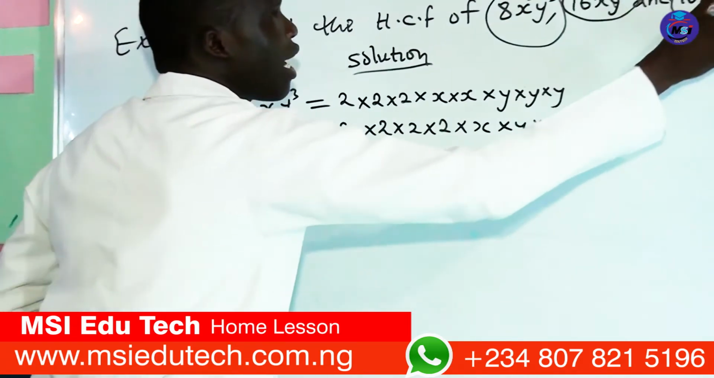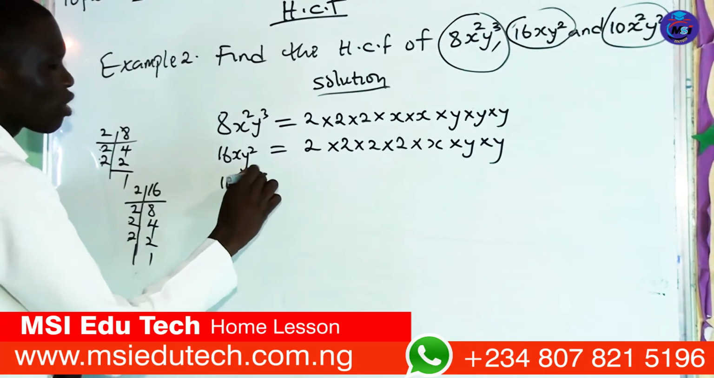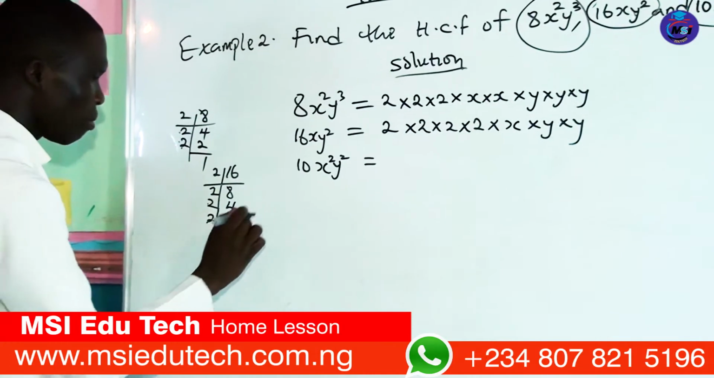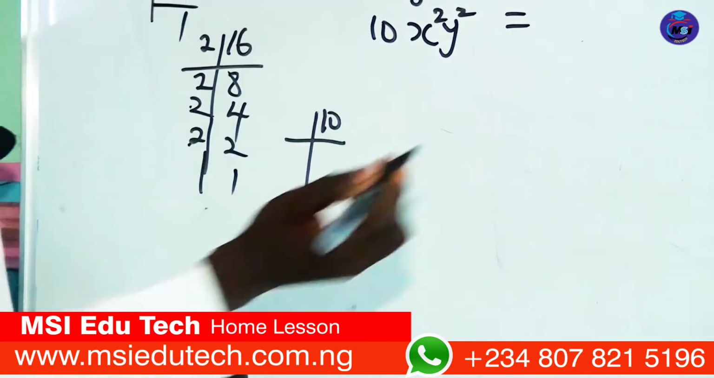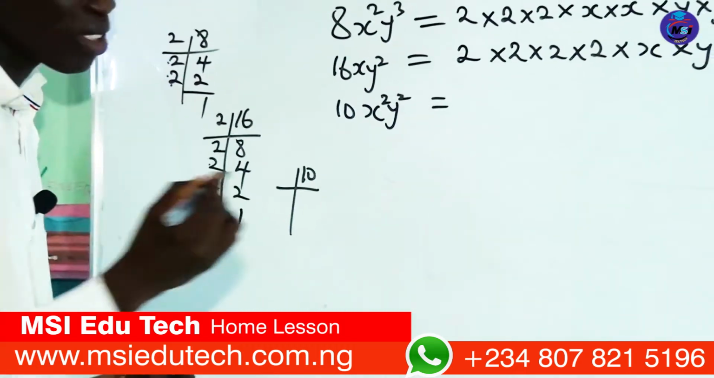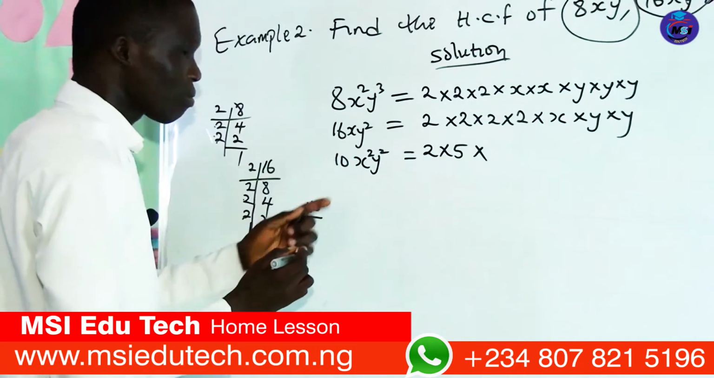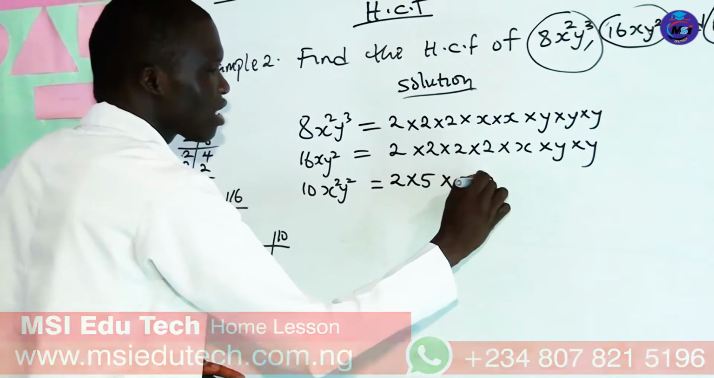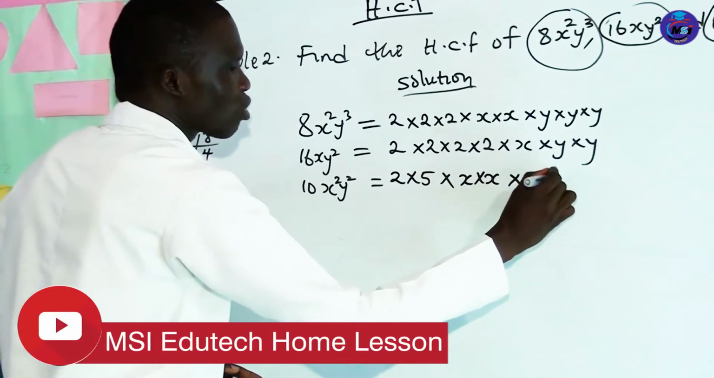Pick the last one. You have 10x squared y squared. This will give us 10. You can do that one. 2 times 5 will give us 10. 2 times 5 times x squared, x times x, y squared, y times y.